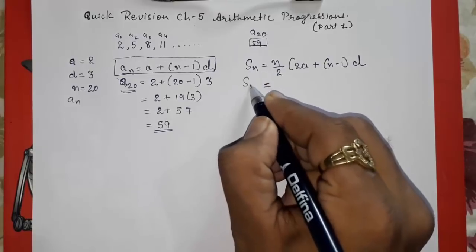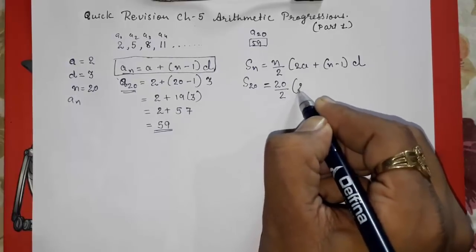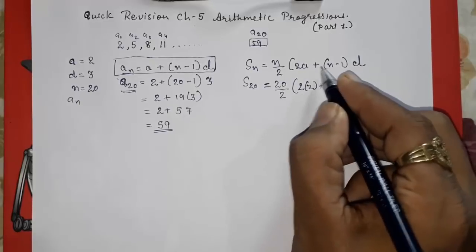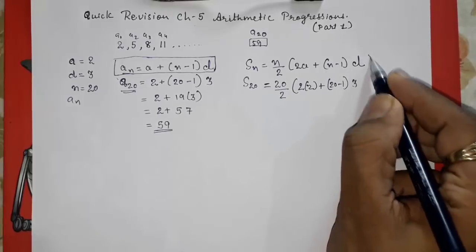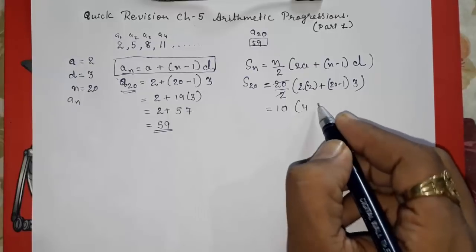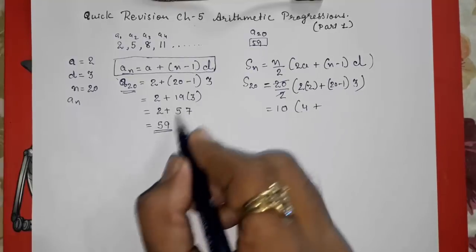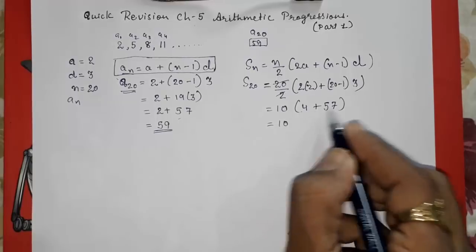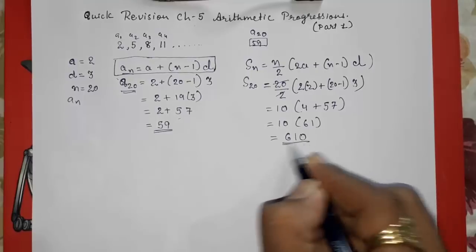S20 we want to find out, so n will be 20 by 2, into 2 times a, our a is 2, plus n, that is 20 minus 1, into the difference, which is 3. So it will become 10 into 4 plus 20 minus 1, 19 threes are, again we know, we had done here, 57. This will be 10 and this will be 61. So 610 is the sum.